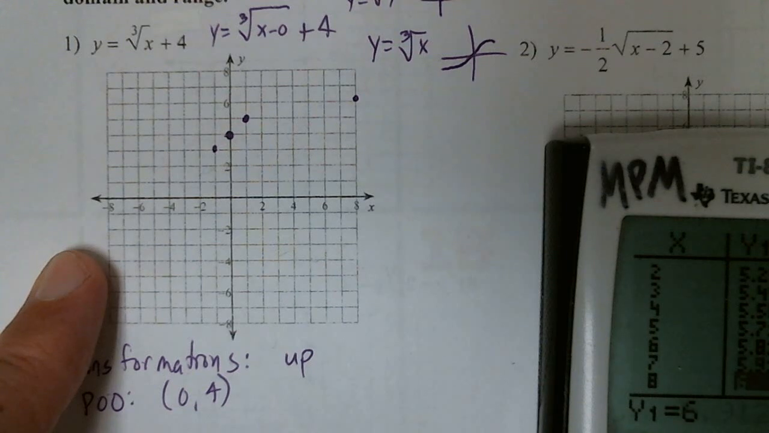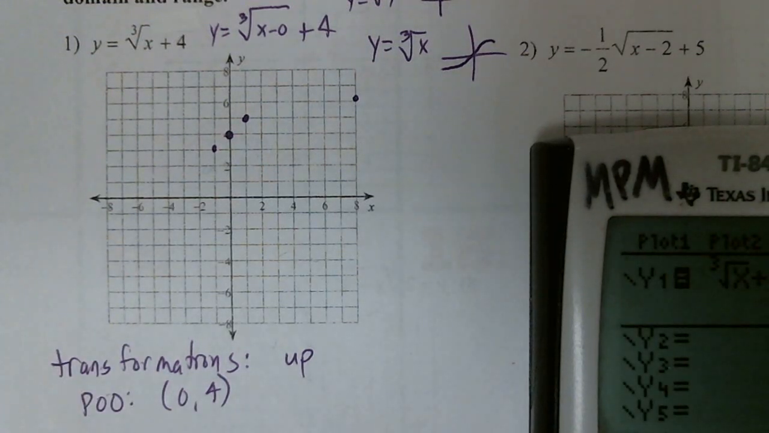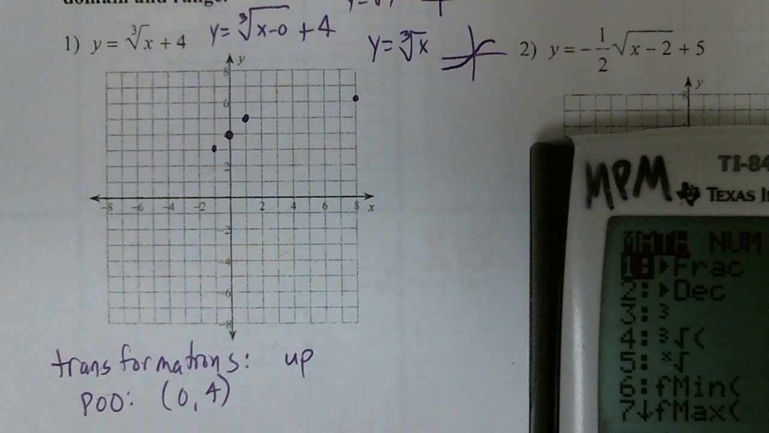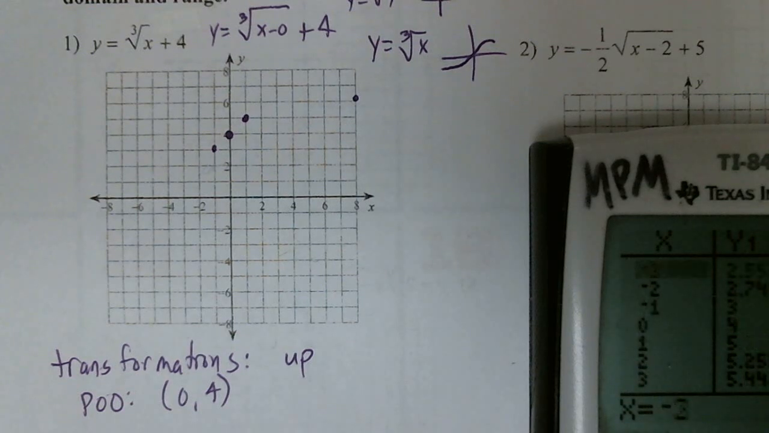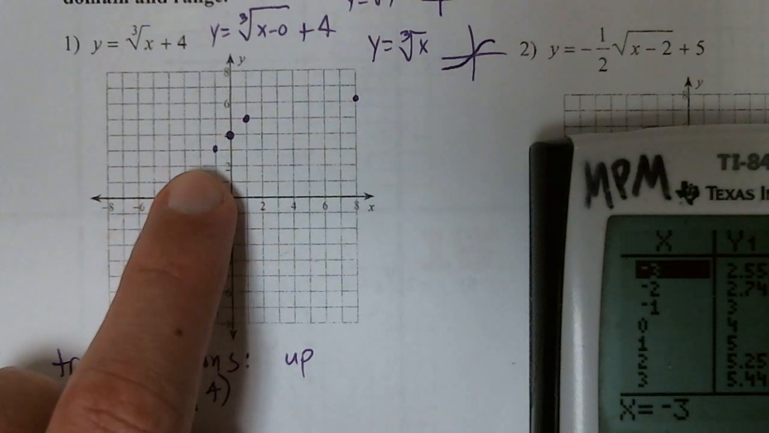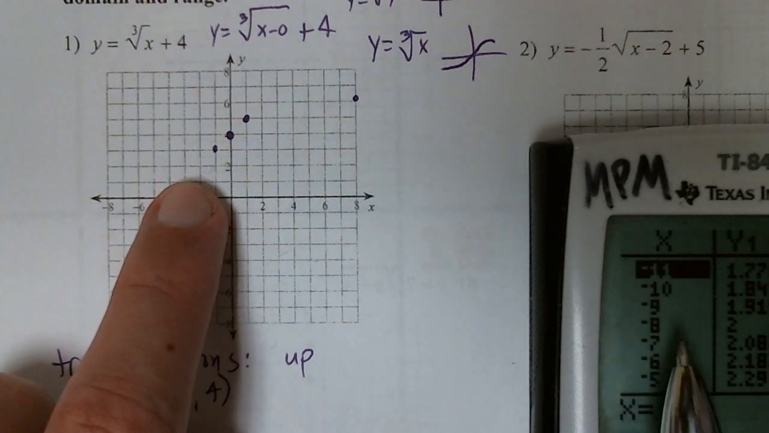So if I keep going here, math, option 4, cube root of x plus 4, second table, and I've got negative 1 comma 3, and then of course, just to show you on the calculator, negative 8, negative 2. And then this would be our snake.